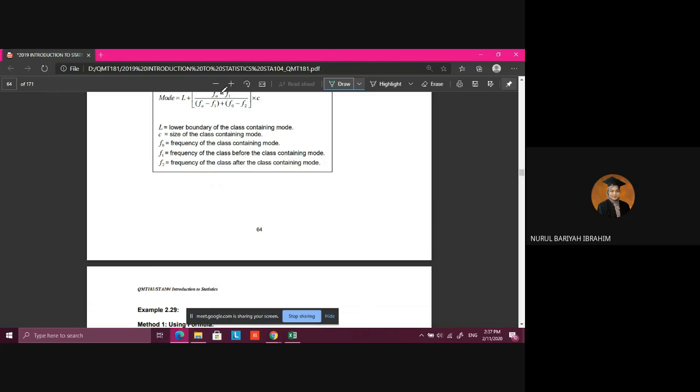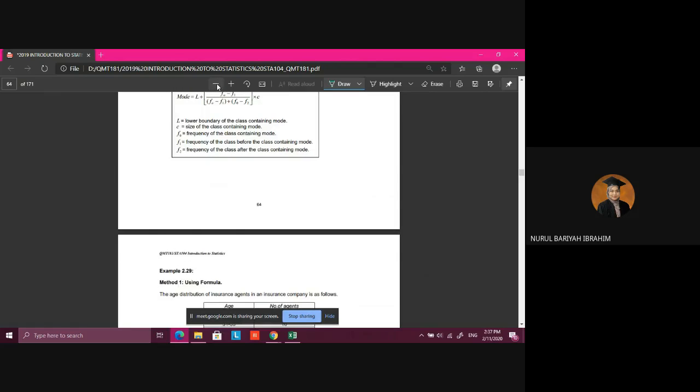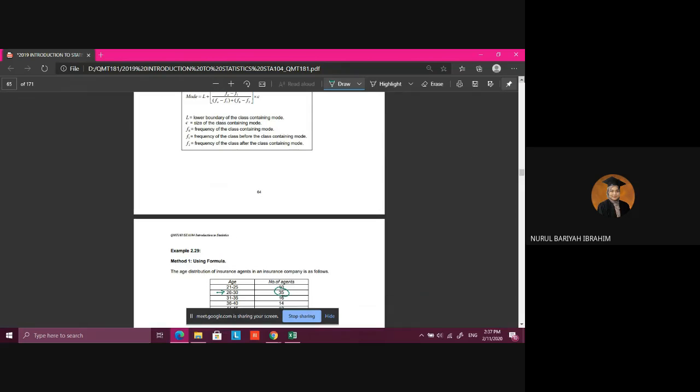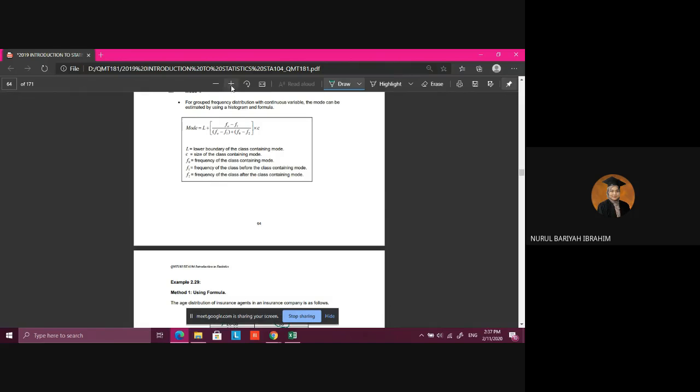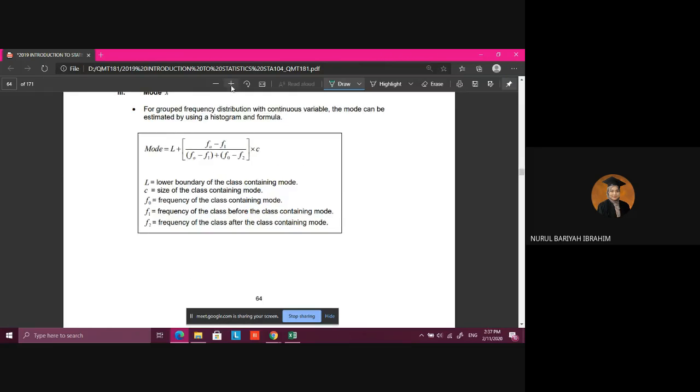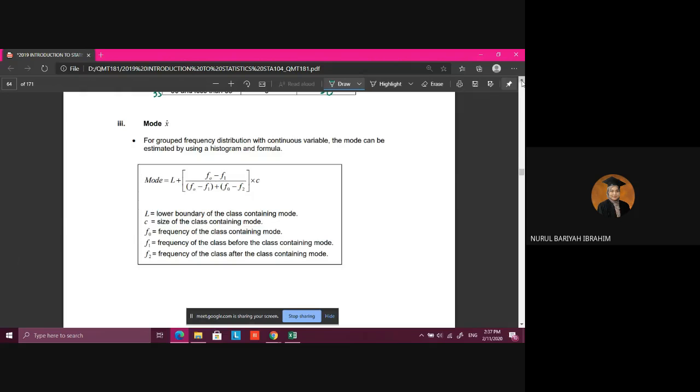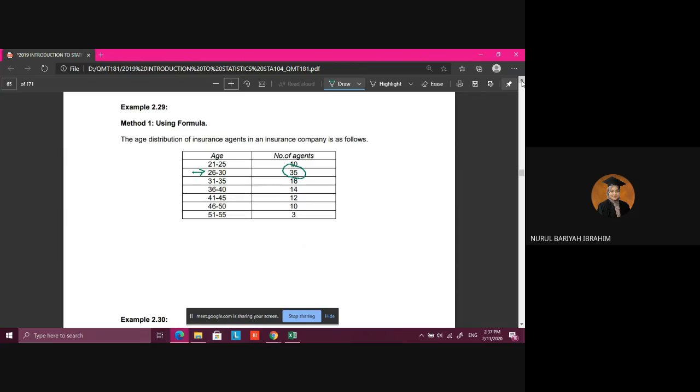Saya tak nampak sana. You can refer your manual, okay, untuk data tersebut. Okay, so kita masuk sini lah. Okay. So, untuk cari mode, to find the mode, so it will be L, capital L. L adalah lower boundary of the class containing mode. So what is the lower boundary of the class containing mode here?